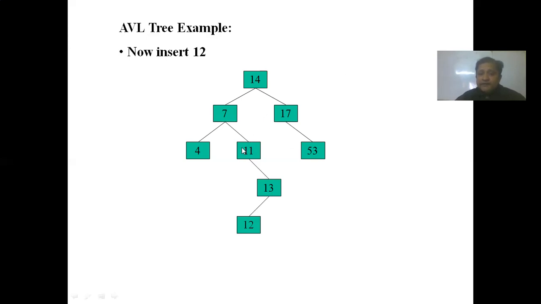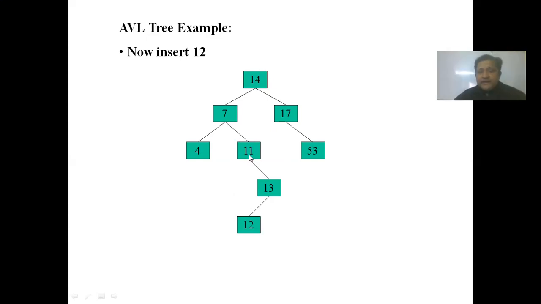So here 11 is the node. From 11 we can see it is not balanced. 7 is also not balanced because for 7, 1 is the height of the left subtree, which is the single left child 4, and 3 is the height of the right subtree. 1 minus 3 is minus 2. But let's first remove the imbalance of 11. Then we have to go for 7.